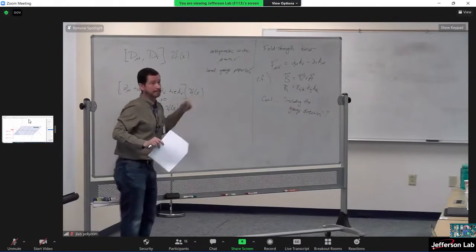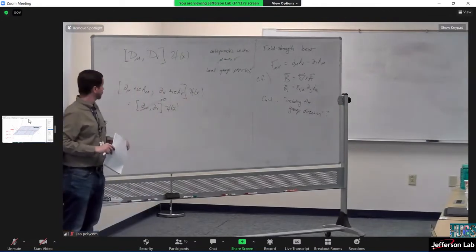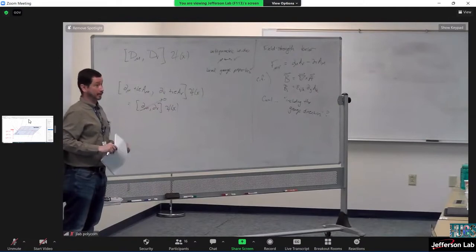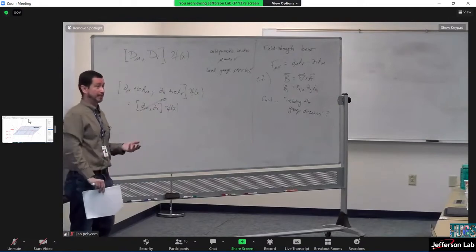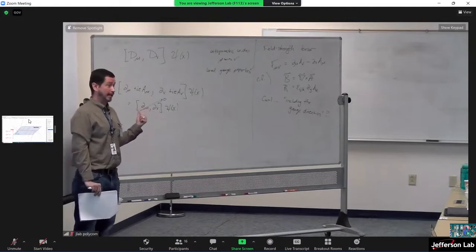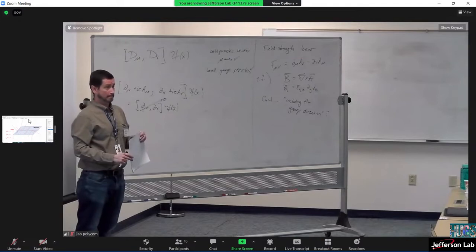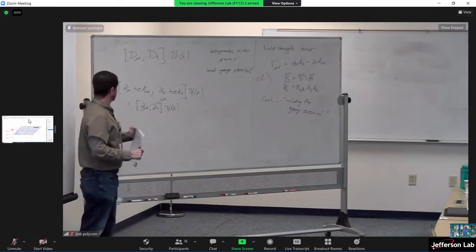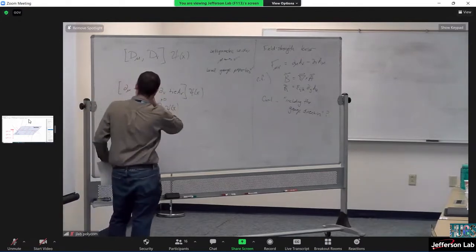Yes, sir? Shouldn't the field strength tensor be independent of the gauge? Why? It is not necessarily. So the question is, is the field strength tensor independent of gauge? Yes, for the case of QED, no for the case of QCD, and we will see why.